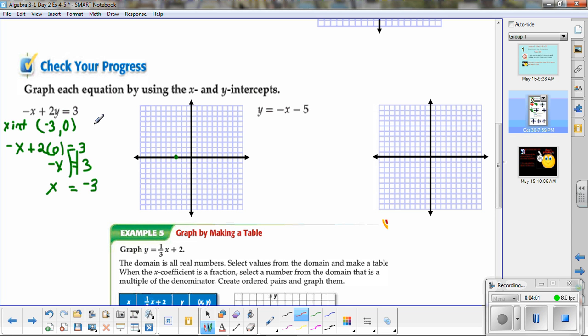Now the y-intercept, remember, is when x is 0. So I'm going to plug in 0 for x. So we really just have 2y equals 3. And then we're going to divide both sides by 2. And you get y equals 1 and 1/2. So we're going to go up to 1.5 on the y-axis, put a point, connect it with a line, arrows on the ends.